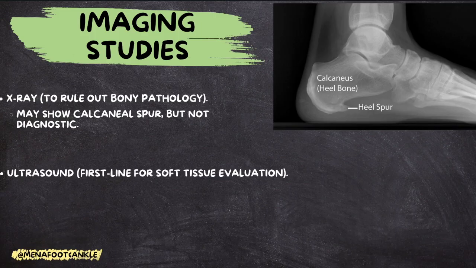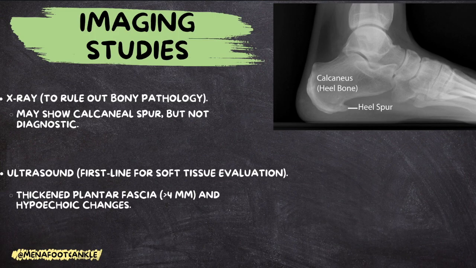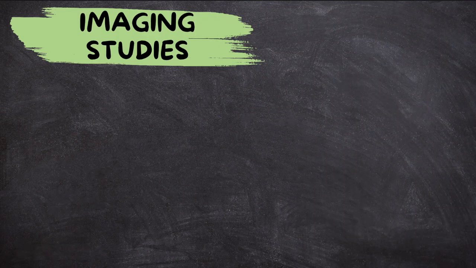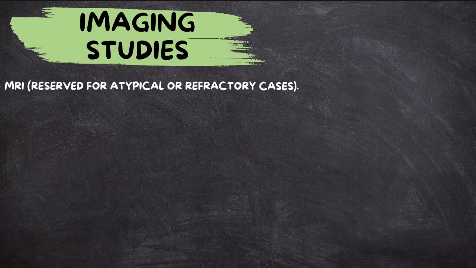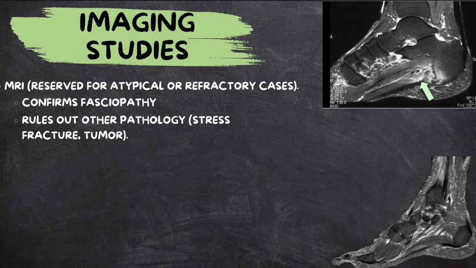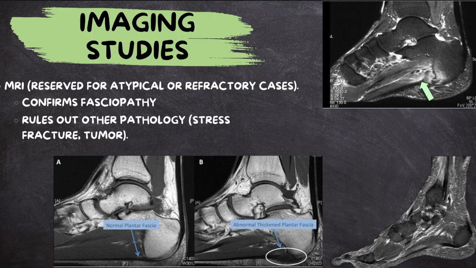Ultrasound, on the other hand, is a preferred modality due to its cost effectiveness and the ability to show a plantar fascia thickness greater than 4 mm, which is indicative of a chronic fasciopathy. MRI is reserved for cases where other diagnoses such as stress fractures, soft tissue mass, or tarsal tunnel are suspected and need to be further evaluated.